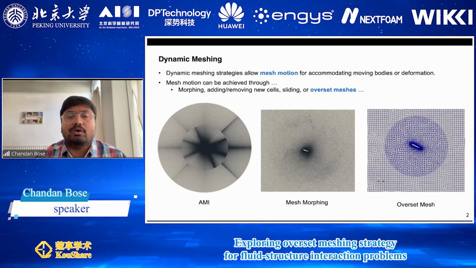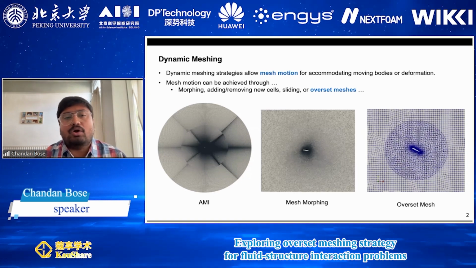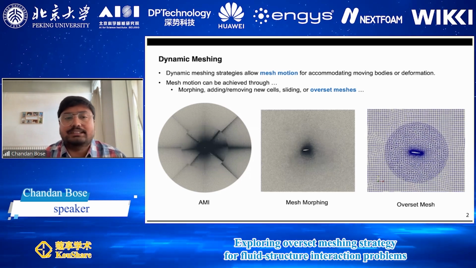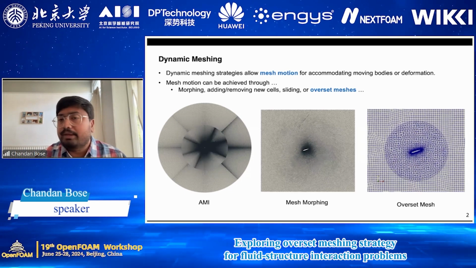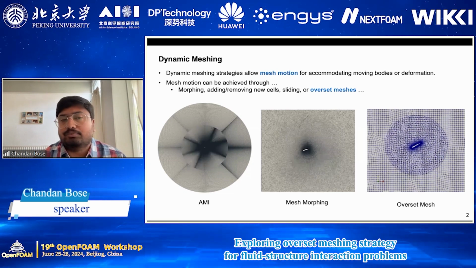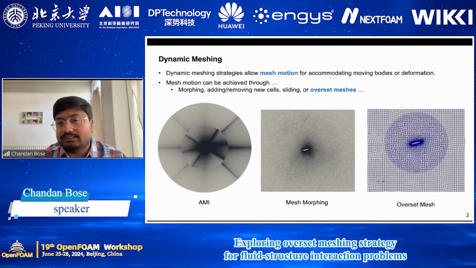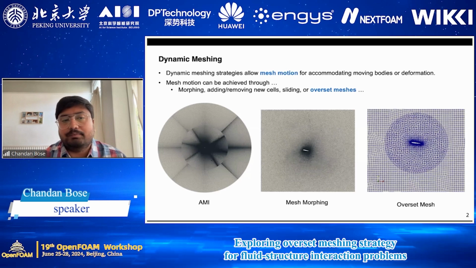Now, overset mesh is actually one special part of the class of dynamic meshing techniques. And why do we need dynamic meshing strategies? Because it allows mesh motion for accommodating moving bodies and, particularly, deformation of the bodies in case of fluid structure interaction problems.